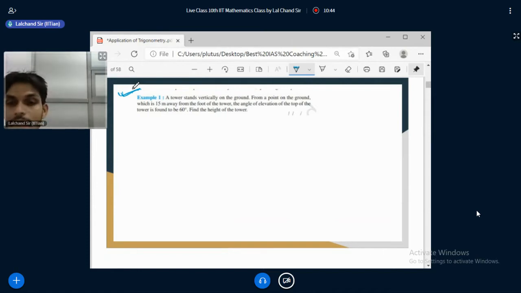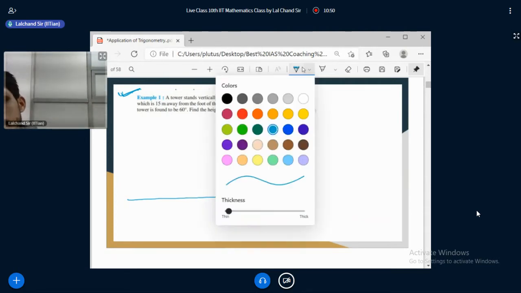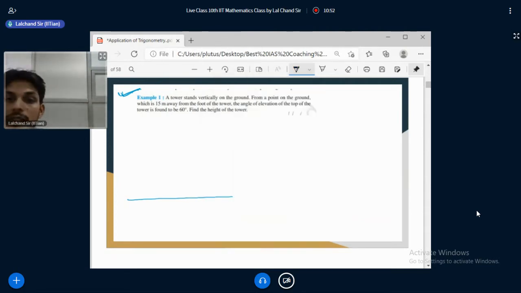A tower stands vertically on the ground. Okay, let's suppose this is our ground. If a tower stands vertically on the ground, okay, so let's suppose this is our tower. Okay, and from a point on the ground, this is 15 meters away from the foot of tower. So this is foot of tower, and let's suppose this is a point. Okay, so up to this distance is 15 meters. This is given in the question.